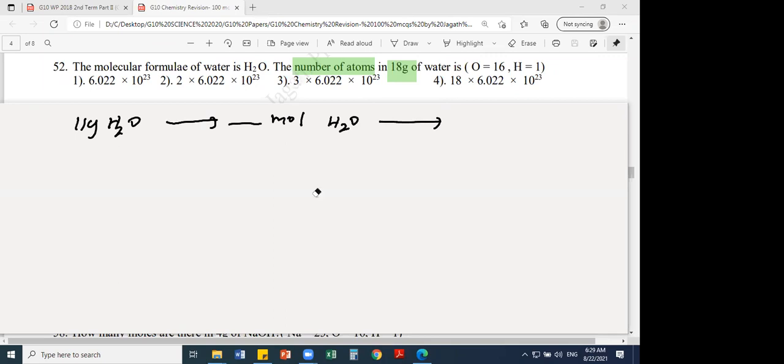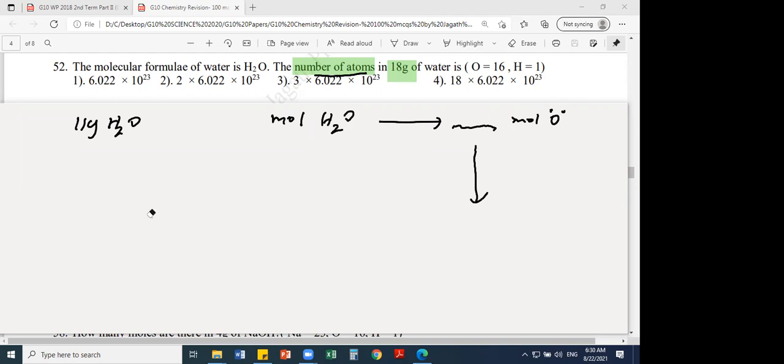Then you can go for, this is a molecule, then oxygen, the number of oxygen atoms. Then you can go for moles of oxygen here. Look at this, moles of oxygen. If you find moles of oxygen, then you can find oxygen atoms. Can you draw this flow diagram, everyone?